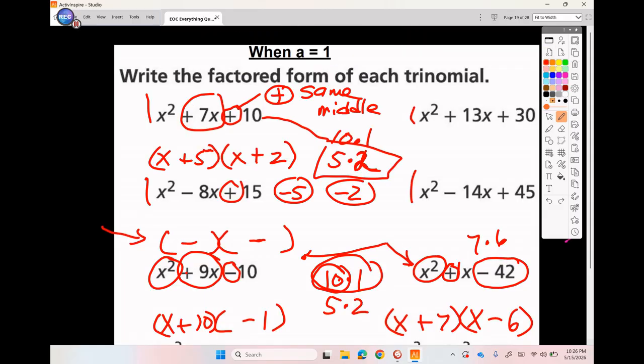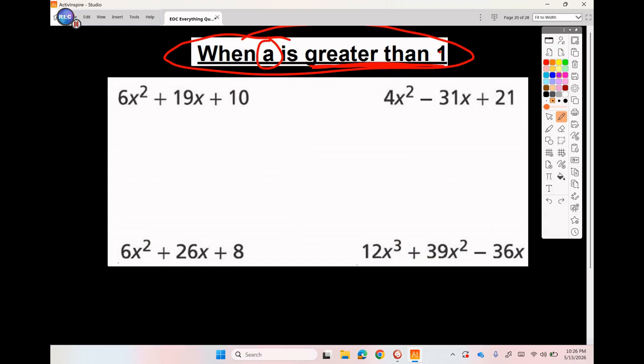But let's look back at the other method, right? We broke down 10, but really what you're supposed to break down is a times c. A is 1 here, c is 10. 1 times 10 is just 10, but we don't even think about it because it's an x squared in the front. We know it's the easy ones. But once you get to these questions, the correct way to do it, the way the book teaches you, is to multiply 6 times 10, which is 60, and look for factors that multiply to give you 60, but can add up to give you 19.